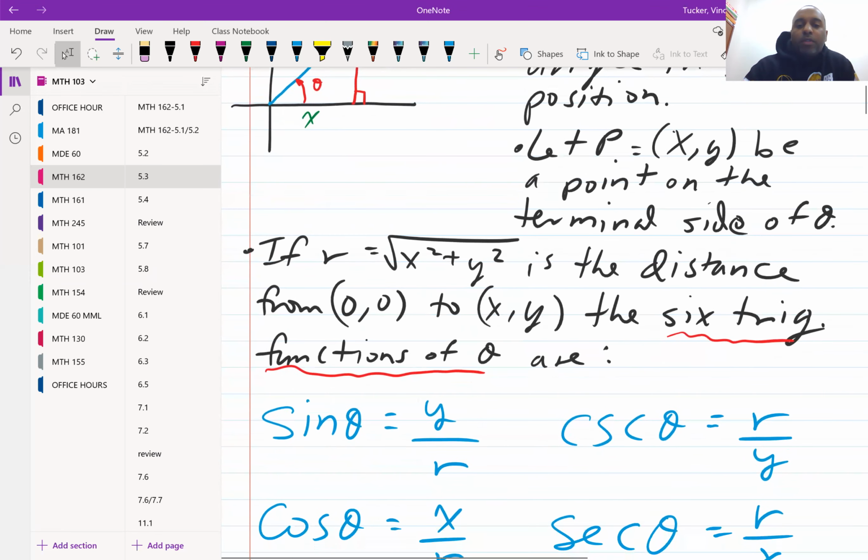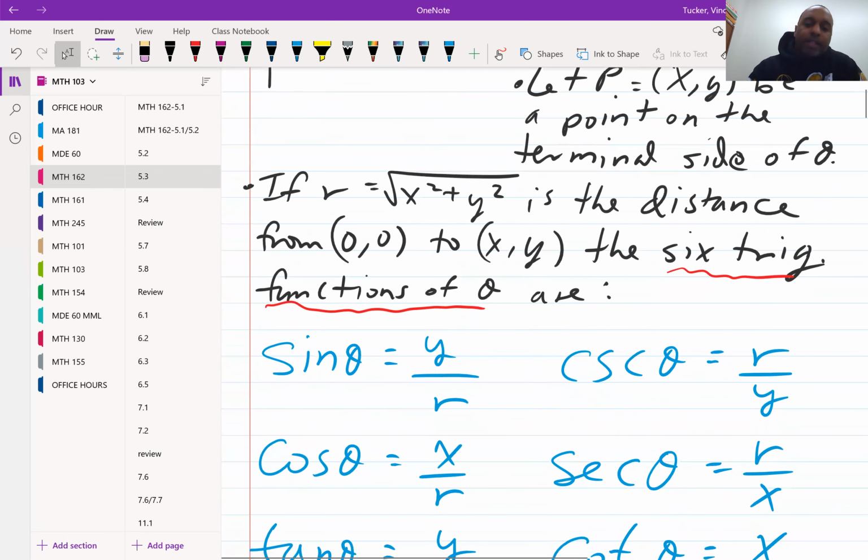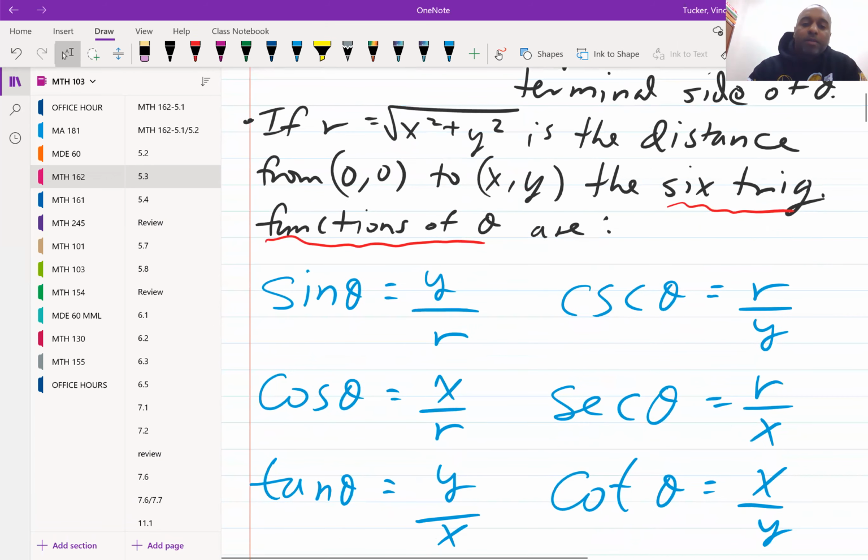So this is leaning on what I introduced to you last section, where I said sine is y, cosine is x. So we're doing y over r, cosine is x over r. Tangent, remember tangent was sine over cosine, so y over x, still the same type of relationship. And then all the other three functions will be the reciprocals of those.